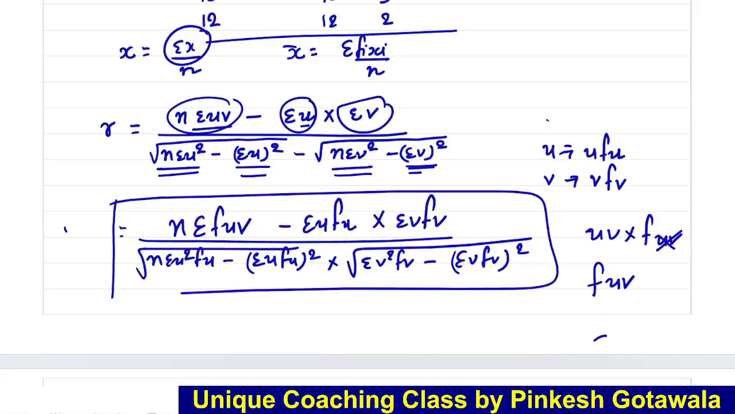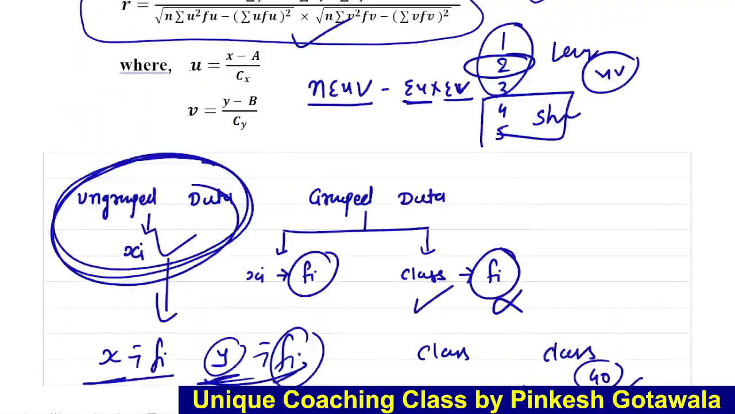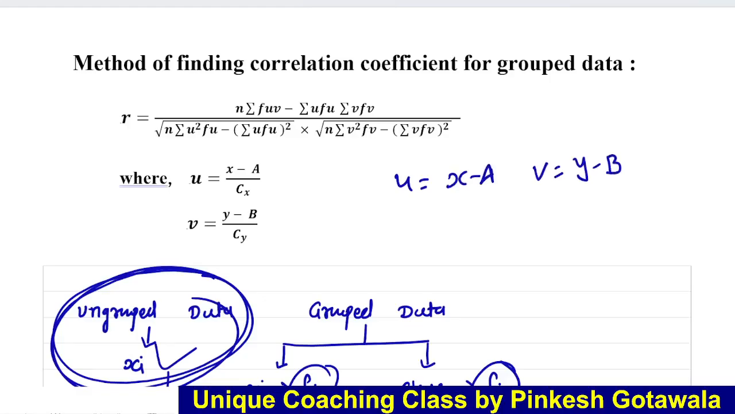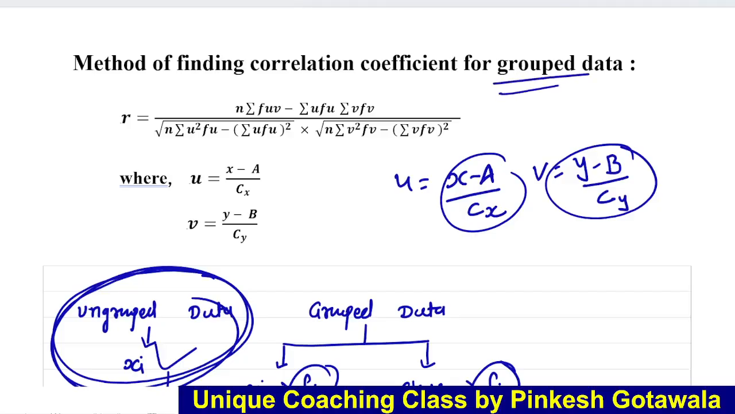Okay, clear? Now here u and v. So what is the meaning of u and v? We all know the meaning of u. u is equal to x minus a and v is equal to y minus b. But here we should compulsorily also use c. For x it is called cx and for y it is called cy. Here it is compulsory to use c. Before that, when we solved sums with u and v, I told you that you can use c or not. Both ways the answer will come. But here we compulsorily use this c. For this grouped data we compulsorily use c, the class interval.